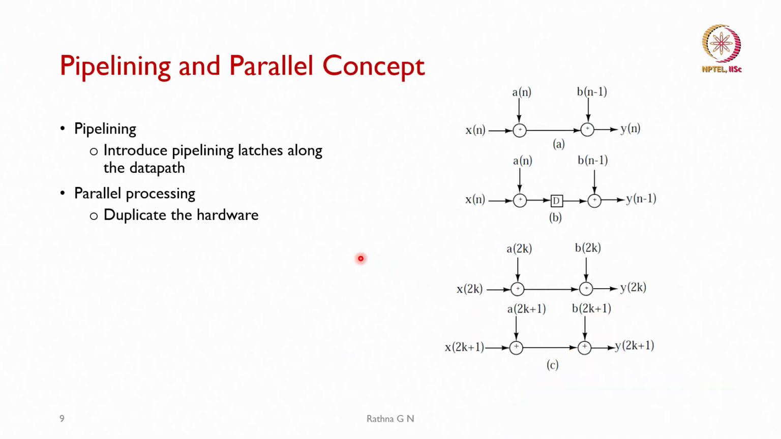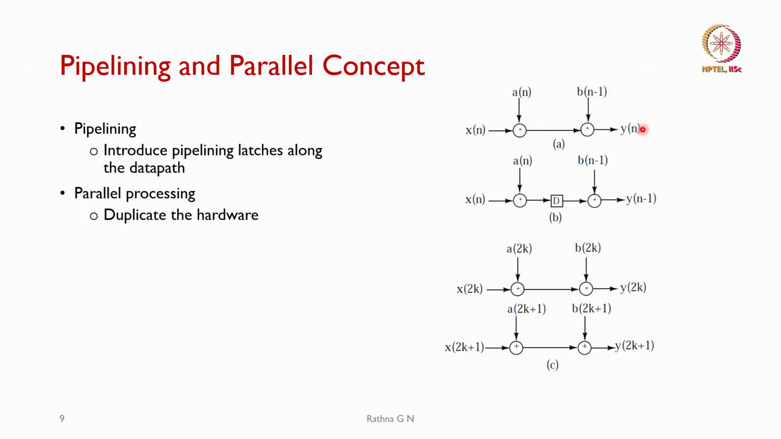So, some of the concepts we will see: how we will be representing pipelining and parallel concepts. In pipelining, we introduce pipelining latches along the data path. So, this is the original circuit, x of n is the input, a of n is the coefficient, and b of n minus 1 can be the other coefficient.